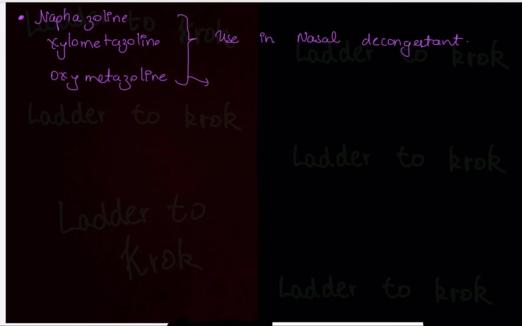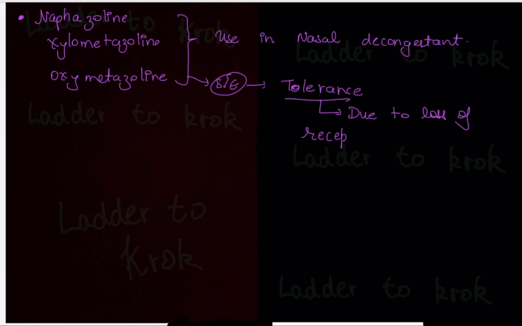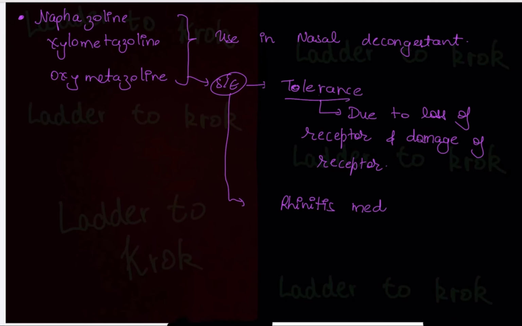Now, what are the side effects of these drugs? There are very high chances of tolerance. Tolerance is basically due to loss of receptor or damage of receptor. Because of this tolerance, they can cause another side effect, rhinitis medicamentosa, which is drug-induced rhinitis. We give these drugs to treat nasal congestion, but they cause tolerance, and because of that tolerance, it will cause rhinitis medicamentosa.